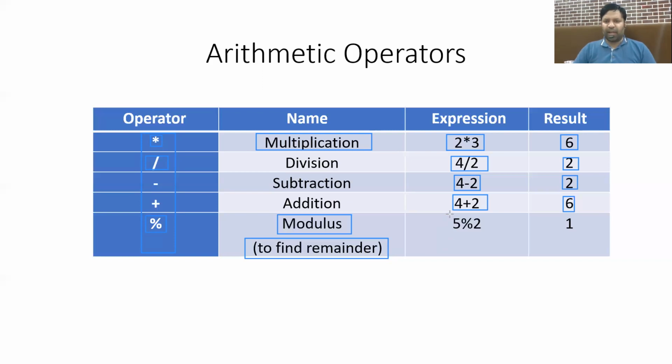For example, 5 modulus 2. If you divide 5 by 2, the remainder will be 1. So why do we use the modulus operator? The modulus operator is used to find the remainder of a number when divided by some other number.